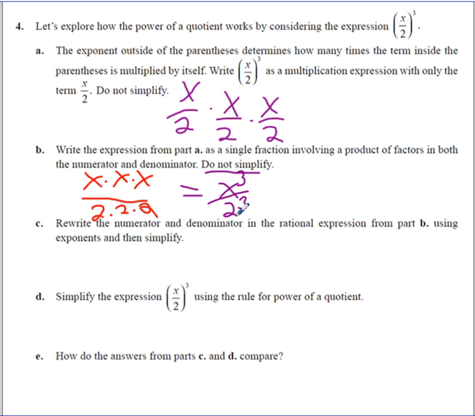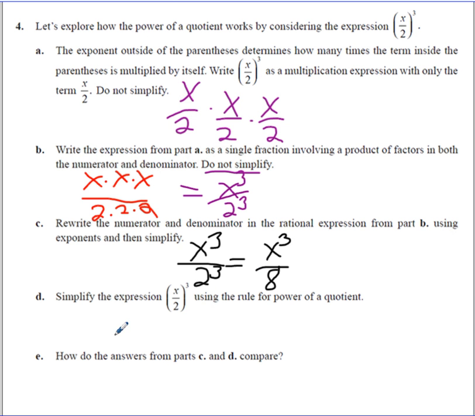For C, they want us to write it and simplify it. So we'll put x to the 3rd over 2 to the 3rd, or again, 3rd power is cubed. And that gives us x to the 3rd over 8.